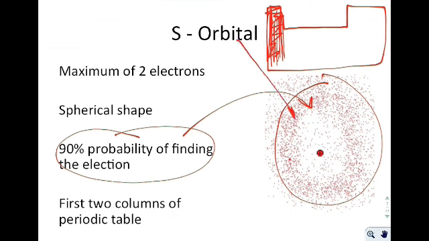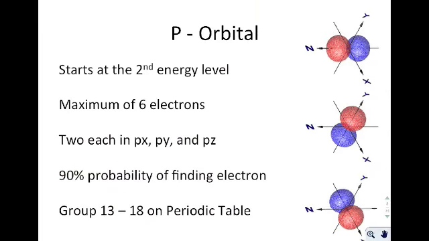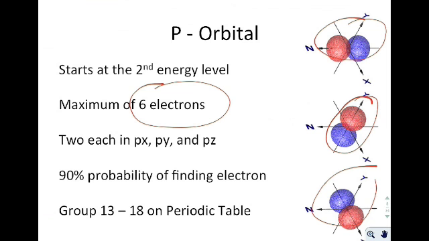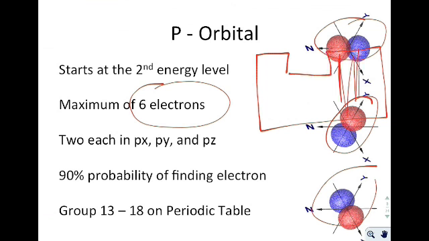as its last orbital. Next, we have what is called the p orbital. The p orbital starts at the second energy level. If you notice, there's no p orbital on the top row because there are only 2 elements. The p orbital can hold a maximum of 6 electrons. It can hold 2 in what's called the pz, 2 in the py, and 2 in the px. Each one of them can hold 2 electrons, for a maximum of 6. So you have a 90% probability of finding the electron, and this references these groups on the right side of the periodic table.